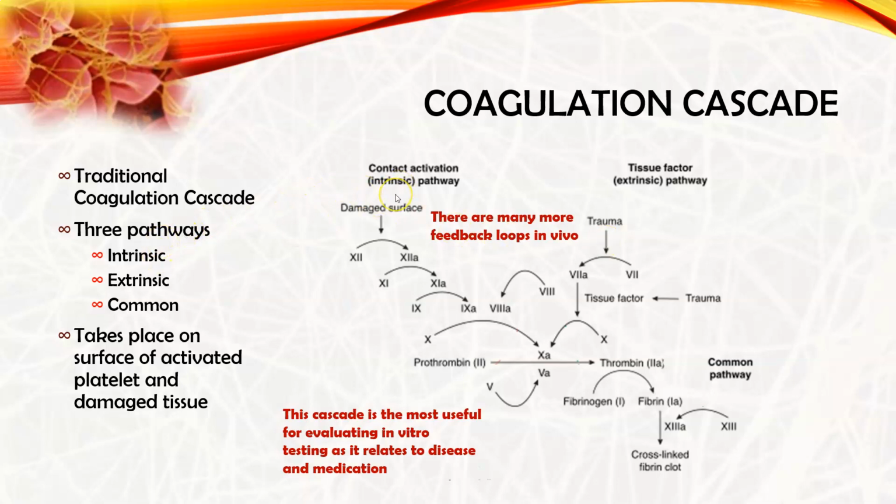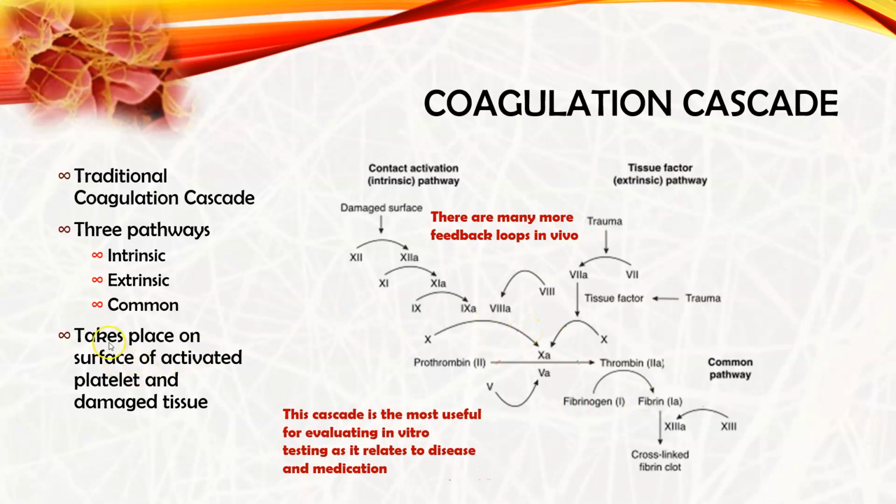We have 3 basic pathways: the intrinsic, the extrinsic, and then the common. There's feedback loops all over. This combination here activates this, and this combination here also activates this. As a matter of fact, activated 11 activates itself. So there are half a dozen more feedback loops that are going on in this procoagulant cascade. Procoagulant just meaning fibrin is being formed. So there's a lot more going on in here, but for evaluating in vitro testing, for evaluating laboratory tests, this is the easiest way to remember it, and this really is the most useful diagram for evaluating protimes, PTTs, and other testing that we do in the lab.